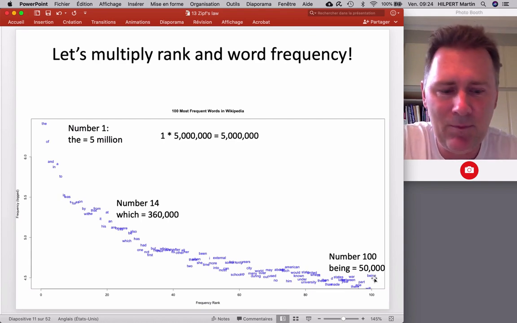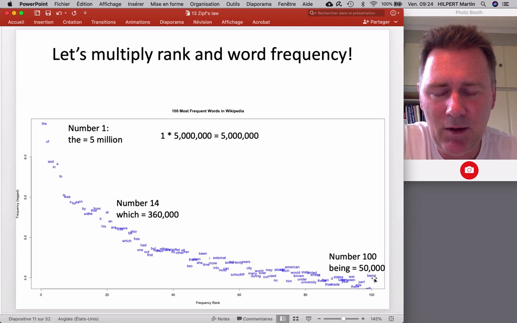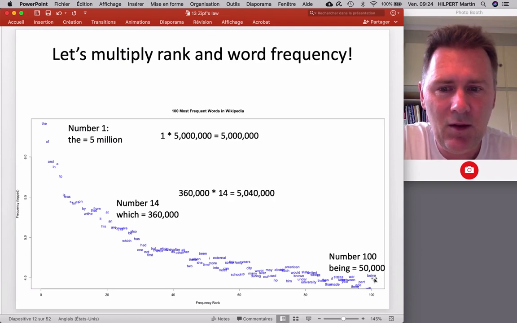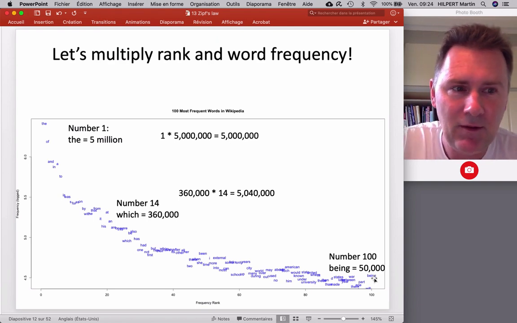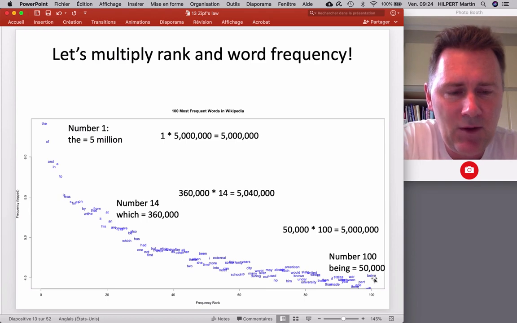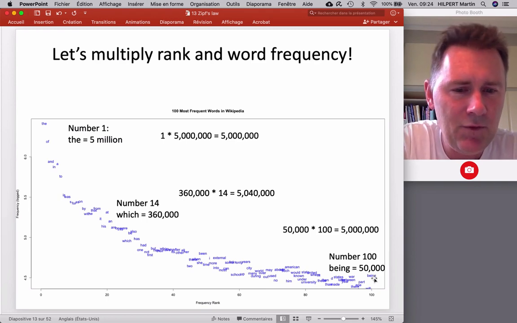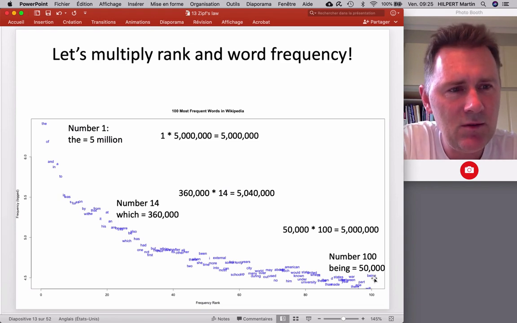No surprise there. Now, let's check out what happens with word number 14, "which," and its frequency. If you multiply the frequency, 360,000, by 14, its rank, you get 5,040,000. Well, that could be a coincidence, right? That doesn't tell us anything. So let's multiply the 50,000 tokens with its rank times 100 and, oops, 5 million again.